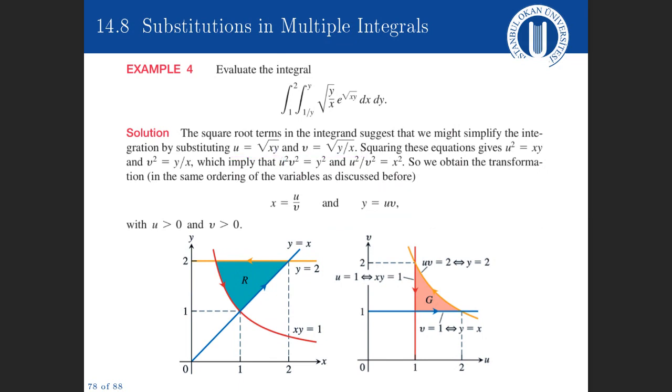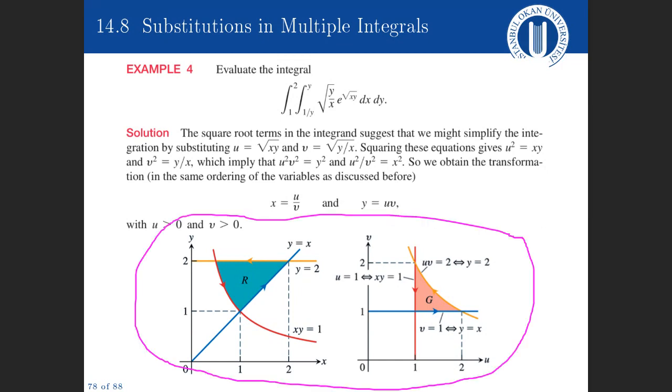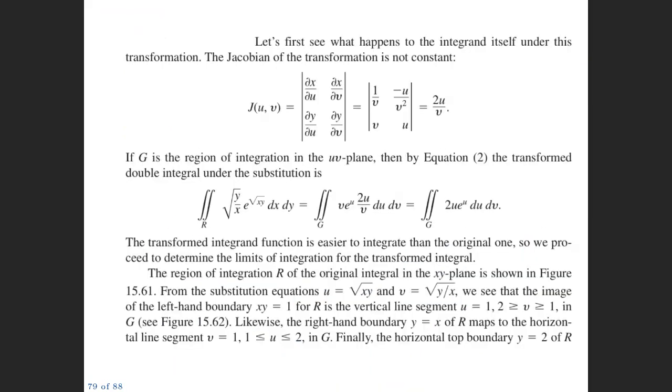We can change our domain R into a new domain of integration G. I'll skip that. You can come back and read this at a later time. And we need to calculate the Jacobian of this coordinate transformation. The book in this sometimes likes to use the notation J. And it finds that the Jacobian is 2u over v.